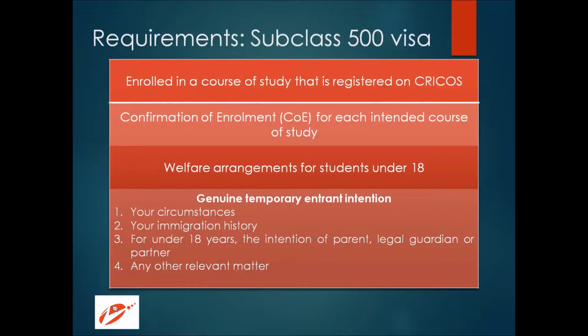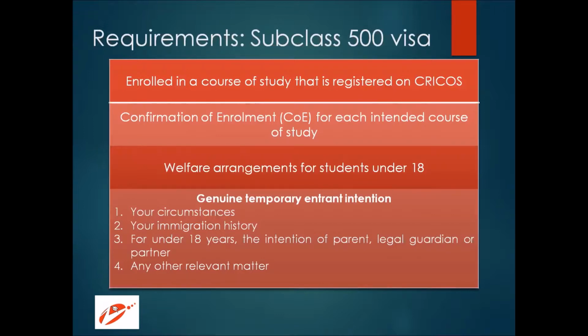Today, we will be focusing on the Subclass 500 visa, which is an essential visa for anybody traveling to Australia with a long-term education goal. The requirements for the Subclass 500 visa are very similar to those that we have seen earlier when we talked about the USA or Canada. The first essential requirement is to be enrolled in a course of study that is registered with CRICOS. Now, CRICOS is the Commonwealth Register of Institutions and Courses for Overseas Students. So, when choosing a university and a course, you need to be sure that it is registered with CRICOS.